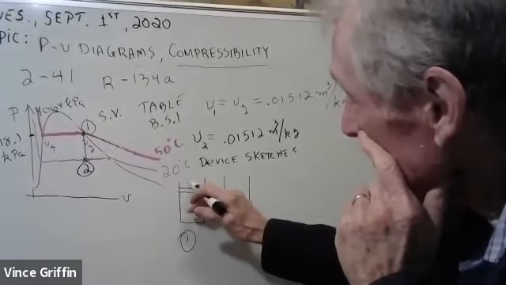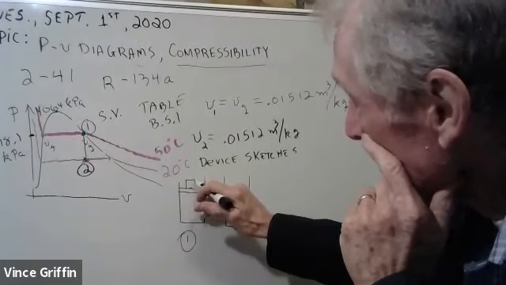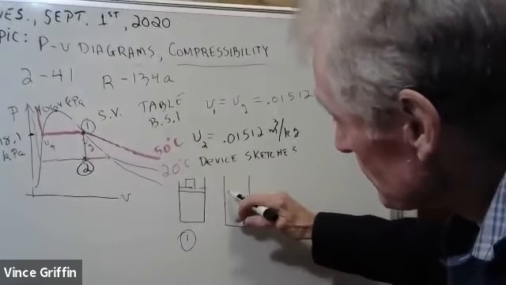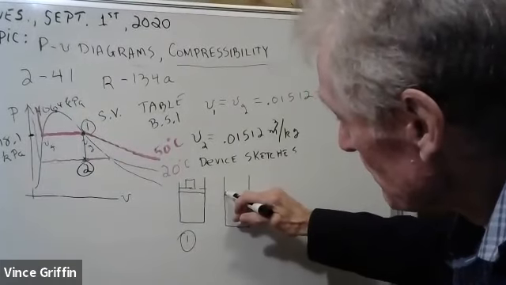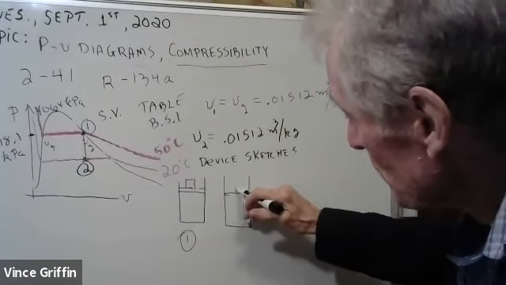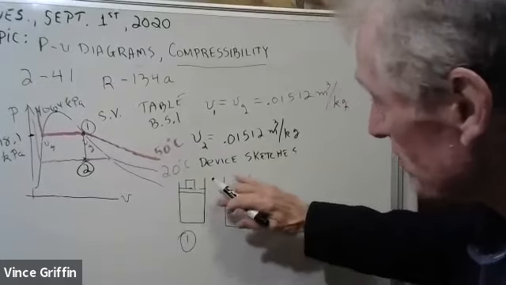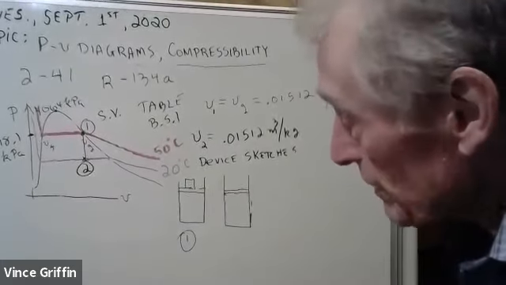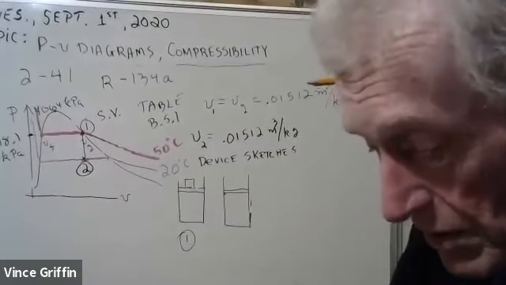You know what? You were going to have to take off some weight. State 2 has got the same volume, but they took that weight off. See, the pressure is smaller, but the volume's the same. Now here's the difference.